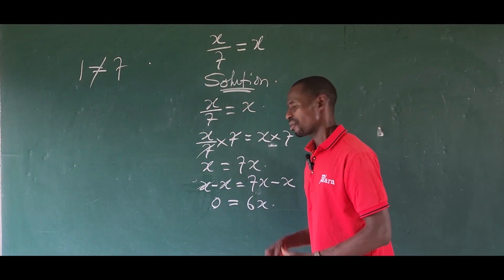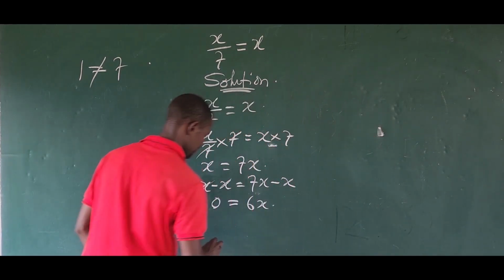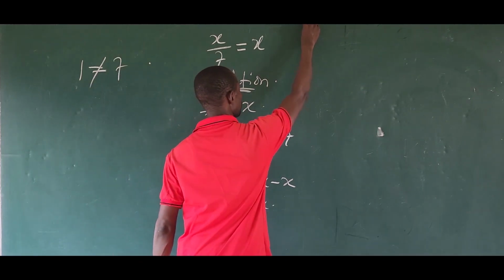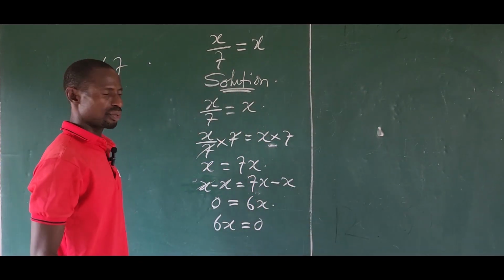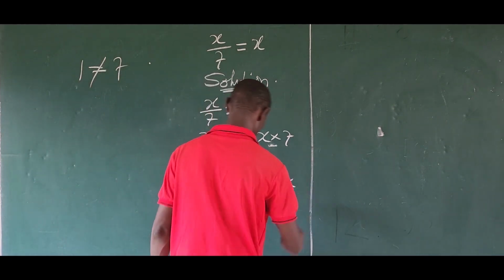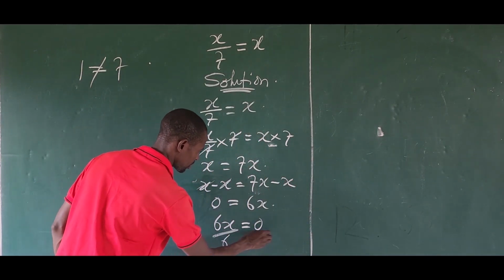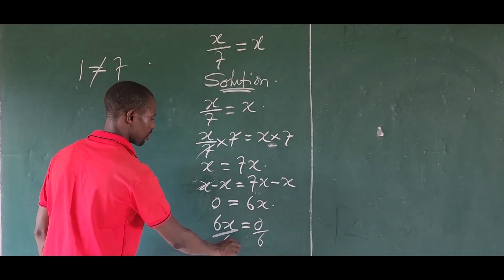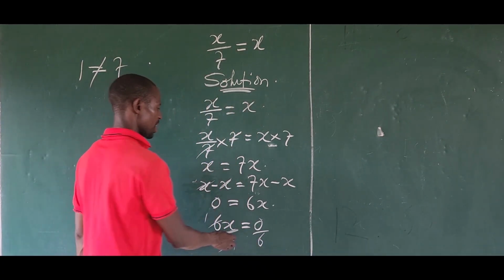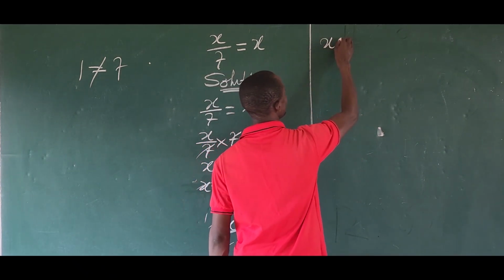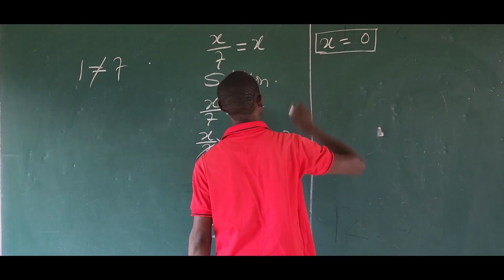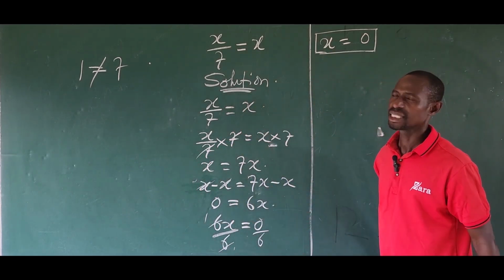Okay, good. We are looking for x, right? So let's rearrange this. We're going to have 6x is equal to 0. Because we are looking for x, we divide through by 6. We divide this side by 6, we equally divide this side by 6. 6 here, 1; 6 here, 1. 0 all over 6 will give us 0. And so we're going to have x is equal to 0. So 0 is the only solution to this challenge here.